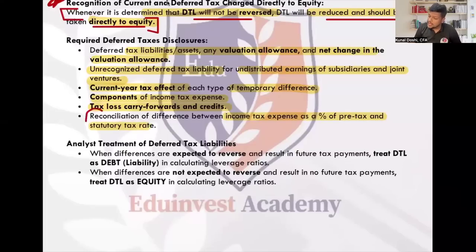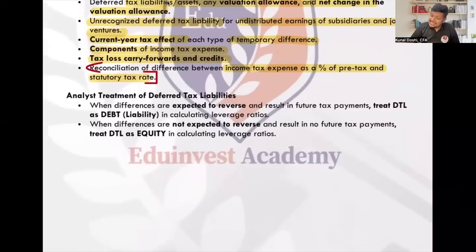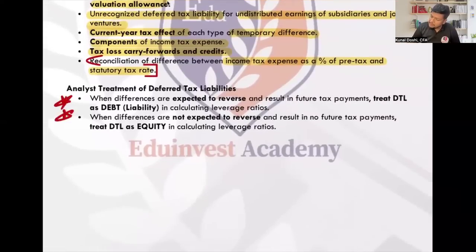Why? So that you get to know whether it's a permanent difference or not. If it's a permanent difference, you can't recognize a DTA or DTL. Finally, as an analyst, what should I do? Very, very important for your exam. Very important. This is about when differences are expected to reverse and result in future tax payment.